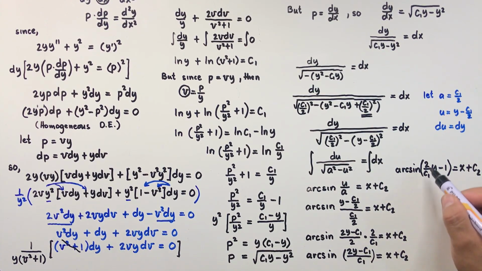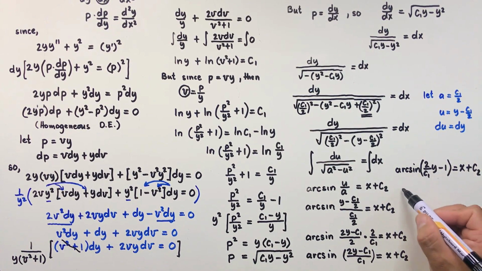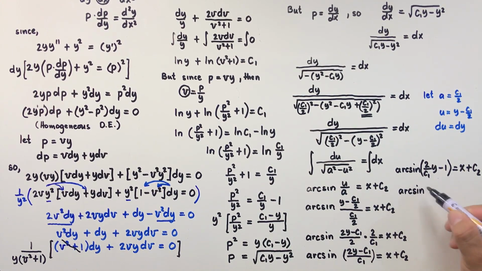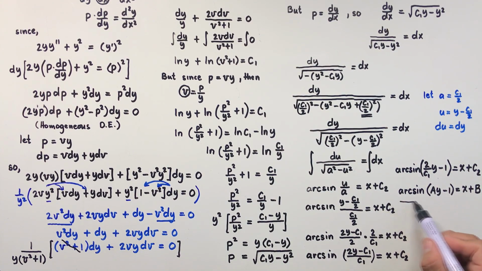So that you will not be confused by this constant, I will rewrite that constant as a here. So arc sine of a y minus 1 is equal to x plus b, where a and b are then arbitrary constants in this final solution for this differential equation.